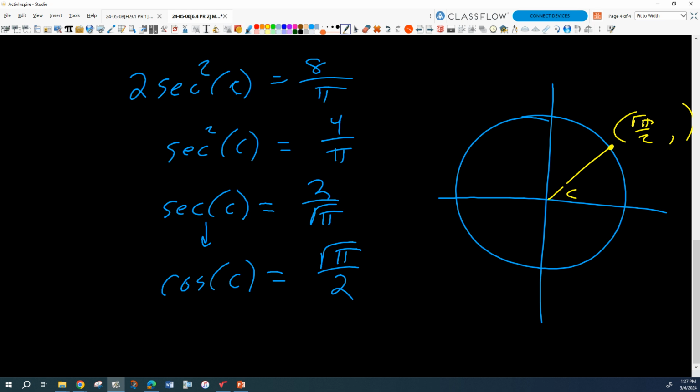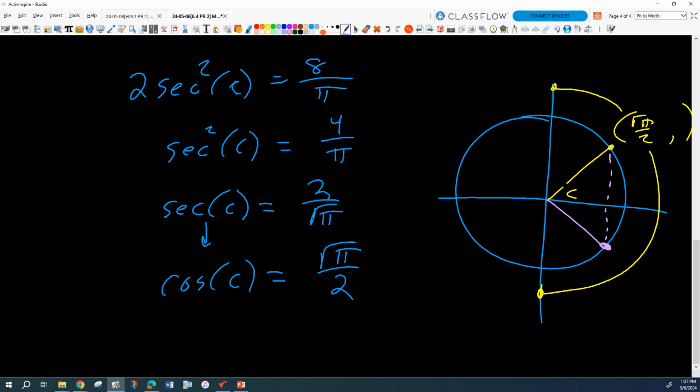Well, where else, if we're looking between negative pi fourths and positive pi fourths, if that's our domain, where else would the cosine have that positive value? Everybody agree, it's in quadrant 1, but also if I look down here in quadrant 4, that point right there is going to have the same x coordinate, isn't it?